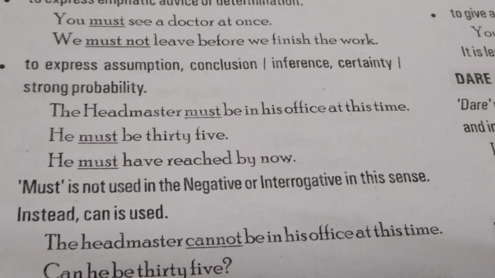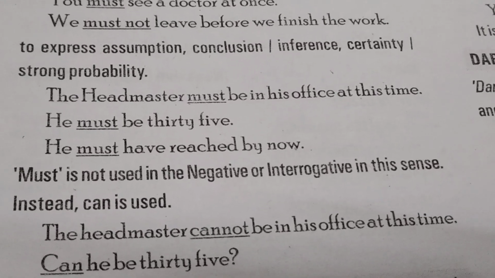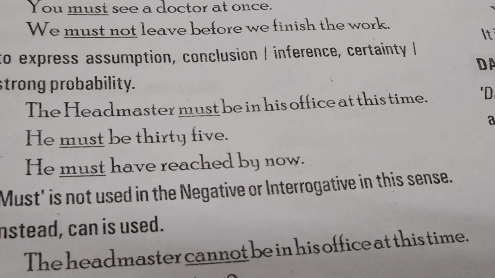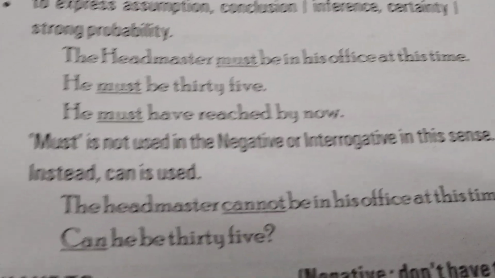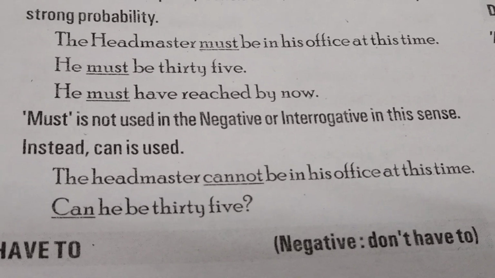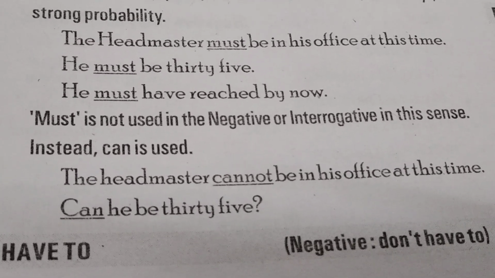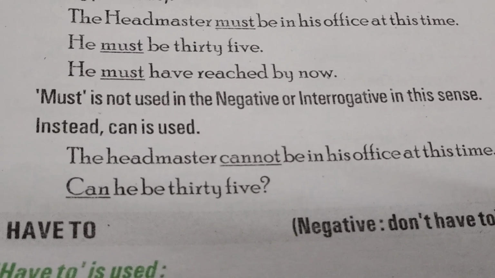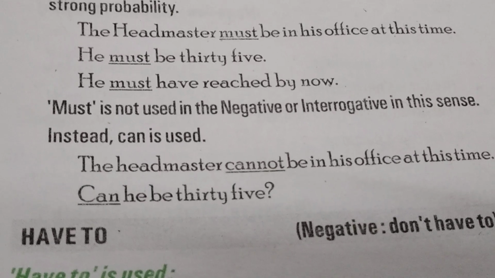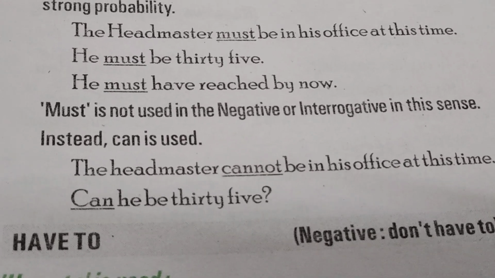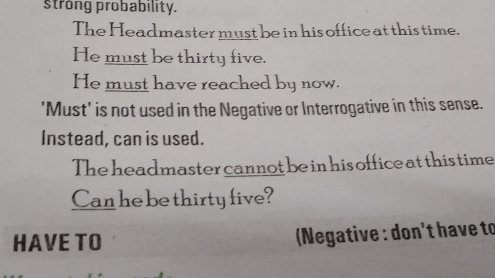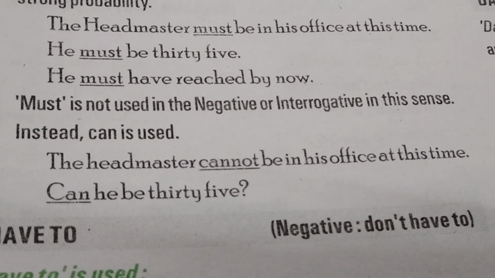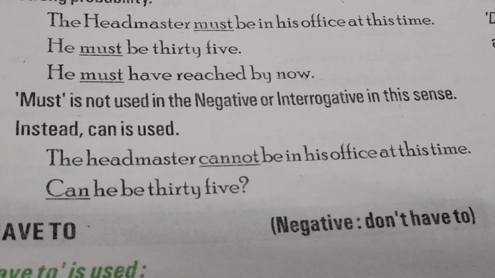Then to express assumptions, conclusion, inferences, certainty, very strong possibility, like he must have reached by now. He must be 35. Must is not used in negative or interrogative sentences. Instead of it, can is used in interrogative and negative. Can he be 35? See, in the above sentence we said he must be 35. Now we are not saying must he be 35. No, can he be 35? The headmaster cannot be in his office at this time. We cannot say the headmaster must not be.